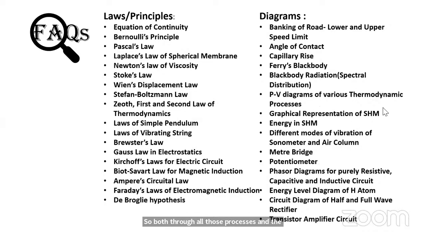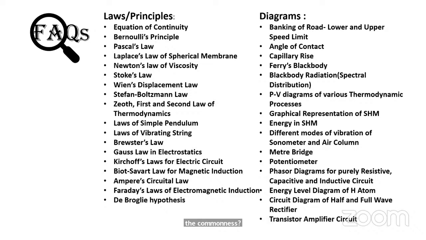Then graphical representation of SHM. 3 graphs, that is of displacement, velocity and acceleration of a particle performing SHM. Again, there are 2 different sets, whether the particle starts from mean position or the particle starts from extreme position. So depending on that, there are 2 different sets of diagrams. So again, compare both these sets and find out what is the commonness, what is the difference.